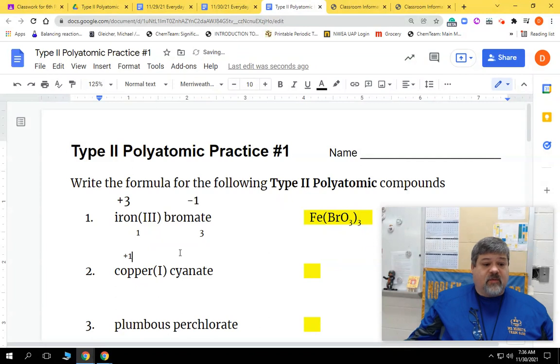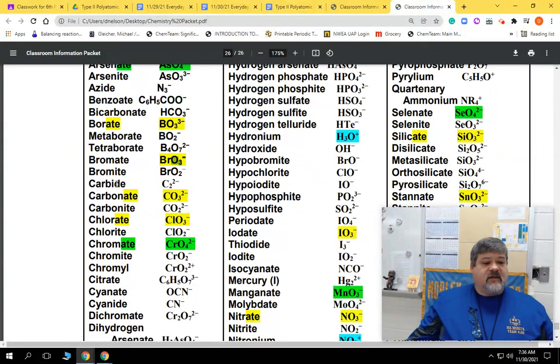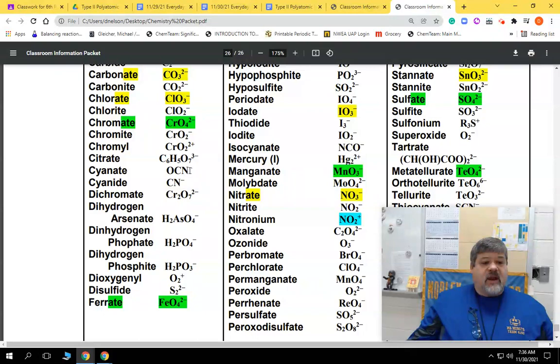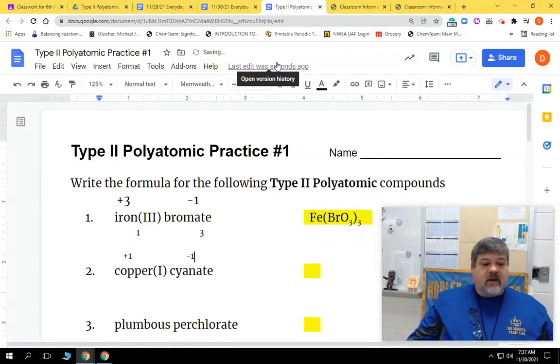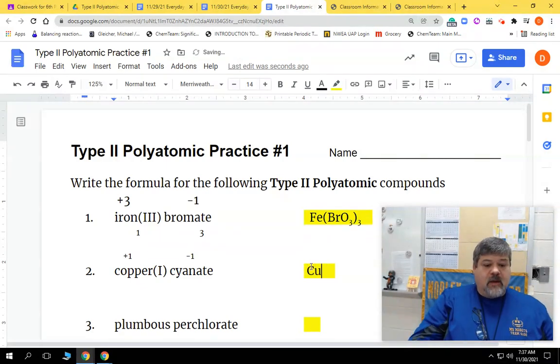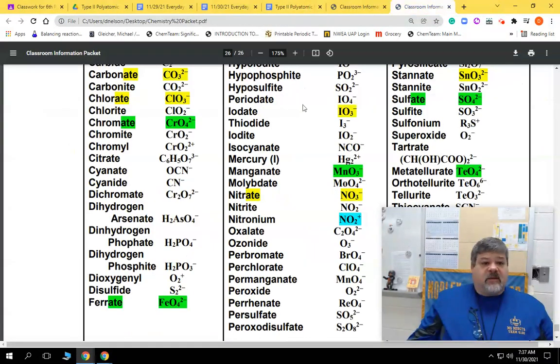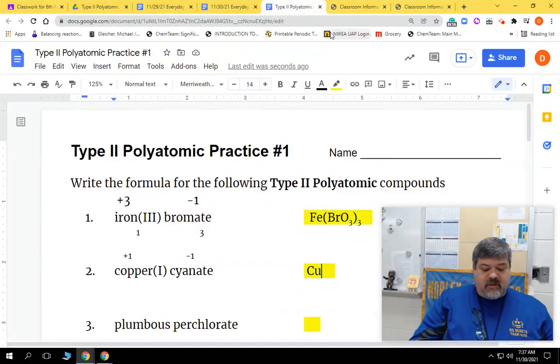Again, copper is a +1 because of the Roman numeral. Cyanate. Let's look at our polyatomic ion sheet. Cyanate is right here, and it's also a -1, OCN. So that's a -1. They already cancel each other out, so I only need 1 of each one. So we're going to put in our copper as Cu, and then we go back to our polyatomic ion sheet. Cyanate is OCN, and we're just going to put OCN. Copper 1 cyanate.